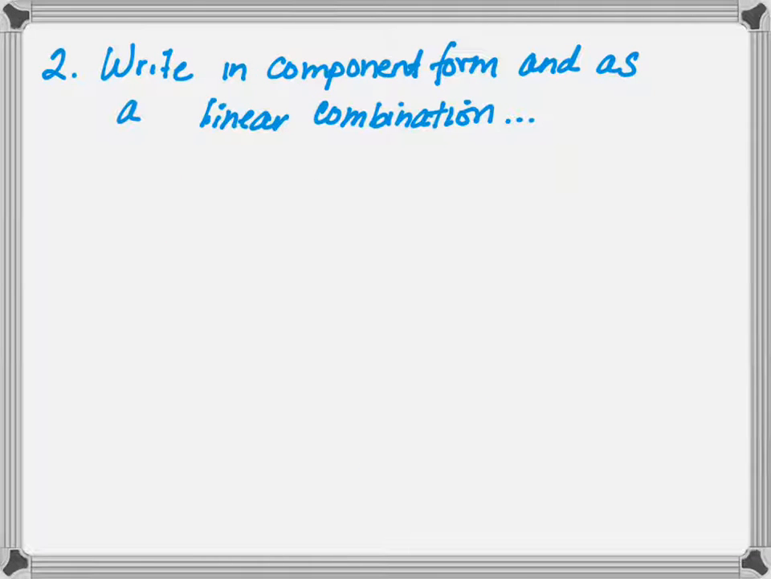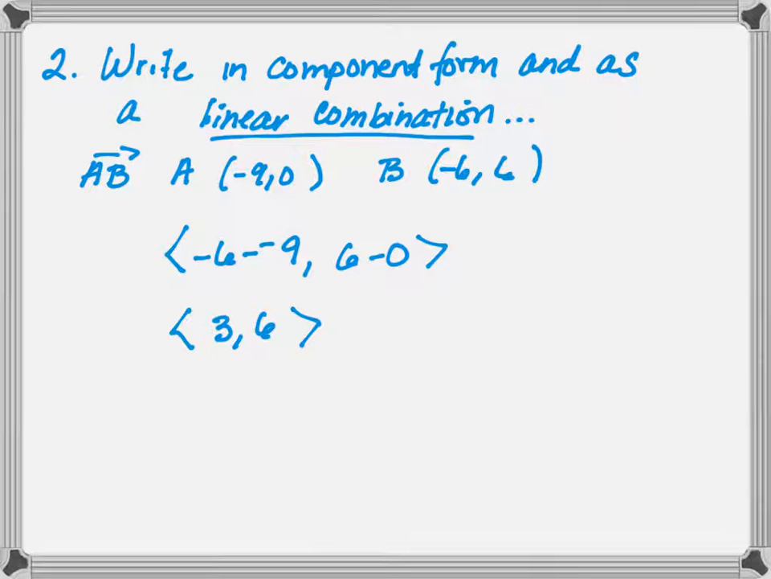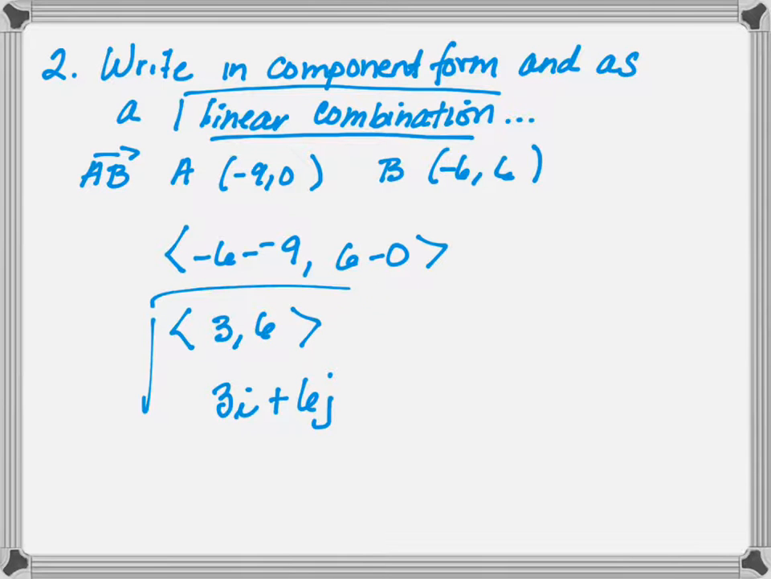So number two says write the vector in component form and as a linear combination. So we had a vector AB where A was -9, 0 and B was -6, 6. So first we have to get it in component form. So that would be -6 minus -9 and 6 minus 0. So we get 3, 6. And then the linear combination, you need to remember that. That's the wording for the i plus j format. So this would be 3i plus 6j. So that's the answer to number 2.